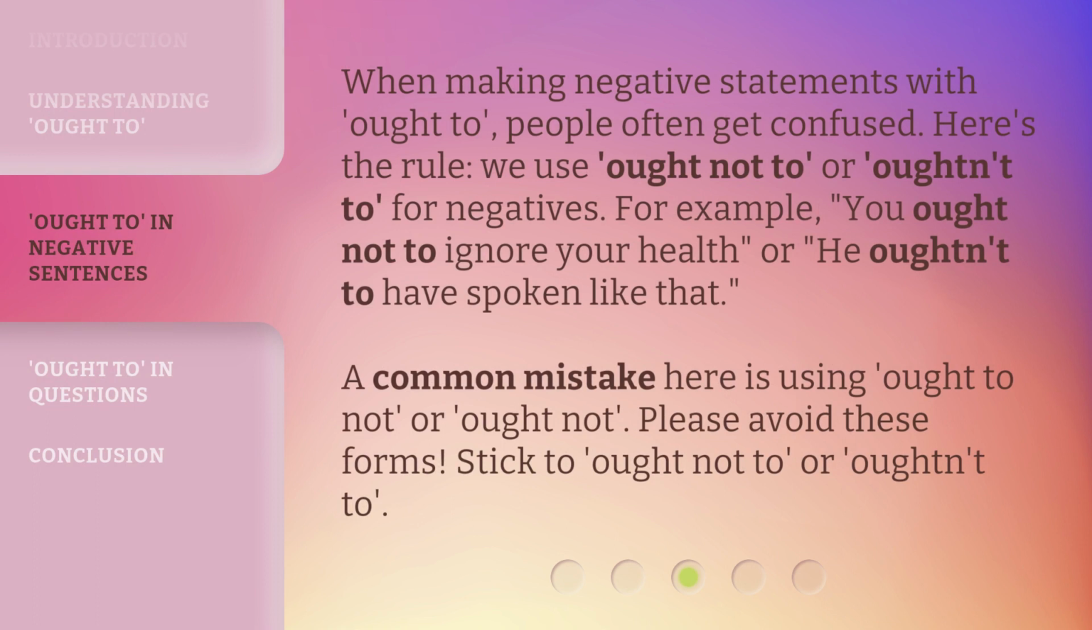When making negative statements with ought to, people often get confused. Here's the rule. We use ought not to or oughtn't to for negatives. For example, you ought not to ignore your health, or he oughtn't to have spoken like that. A common mistake here is using ought to not or ought not. Please avoid these forms. Stick to ought not to or oughtn't to.